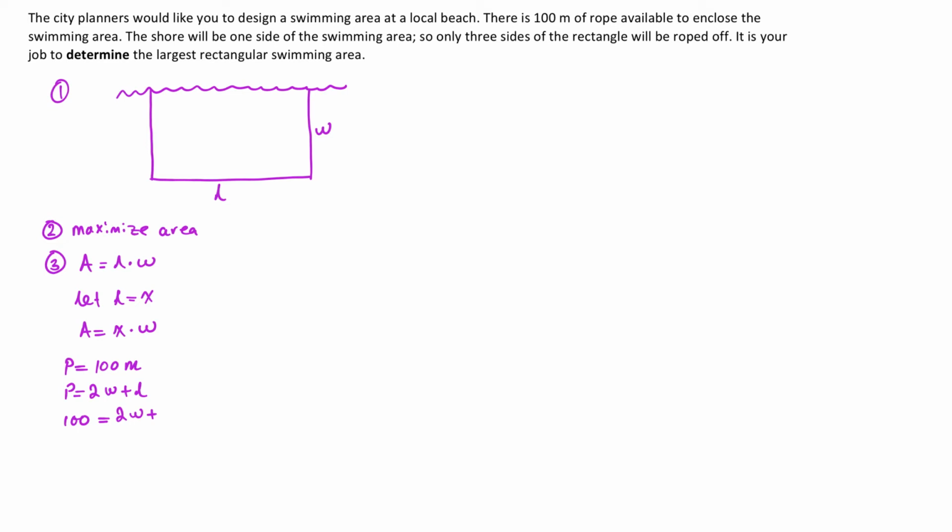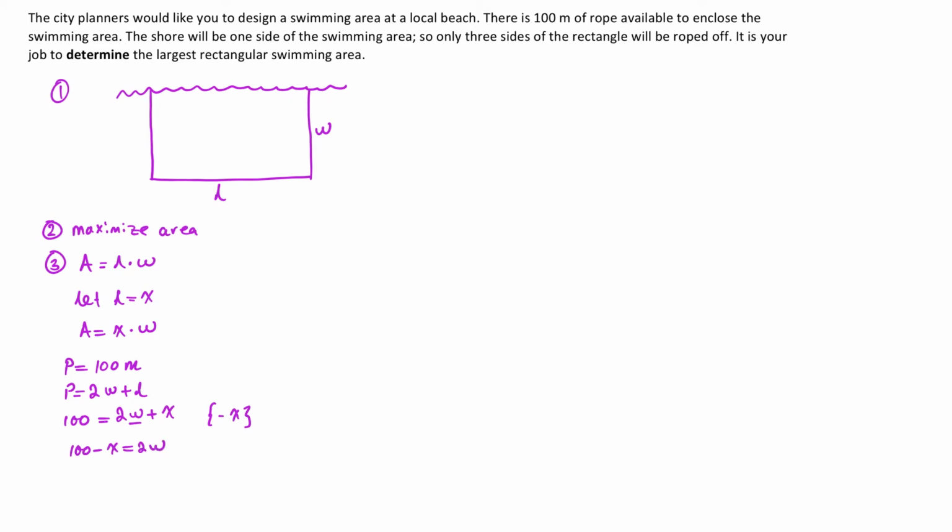We've done that right here. L is equal to X. So instead of L, I am going to write X. And now I am going to isolate for W, and by doing that, I will write W in terms of X. So to do this, I'm going to subtract X from both sides. And I will get 100 minus X is equal to 2W.